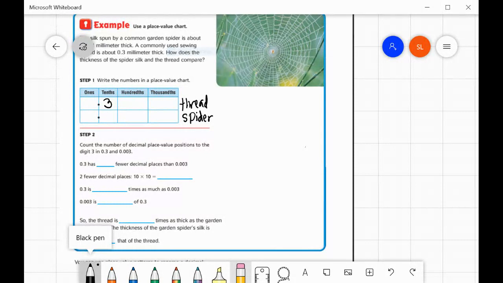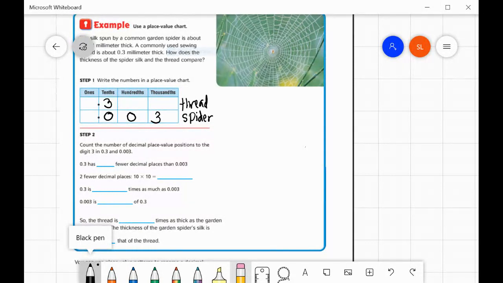It's 3/10ths. And the spider silk is 3/1000ths. So that means we're going to have a 0 in the tenths, a 0 in the hundredths, and a 3 in the thousandths. All right.